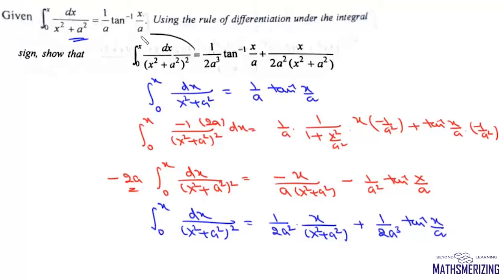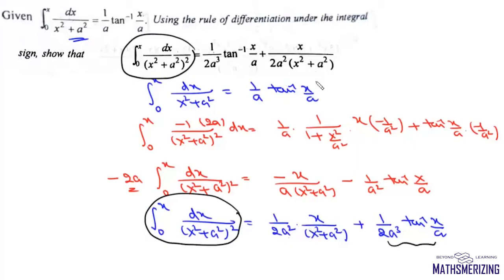So we have the same integral here, dx upon x square plus a square whole square, and it is equal to 1 upon 2a cube tan inverse x upon a, and then 1 upon 2a square x upon x square plus a square. So this is how we solve such questions.